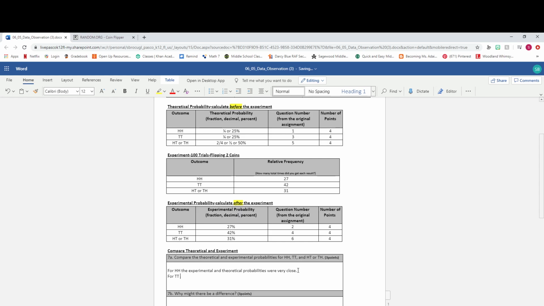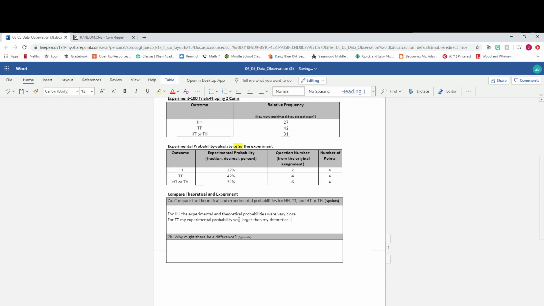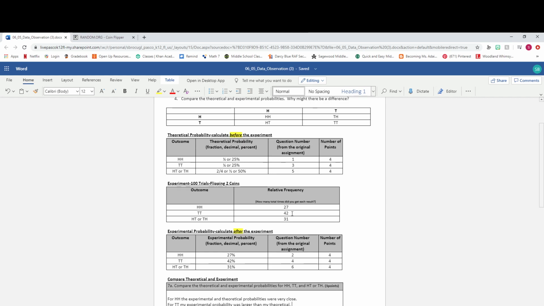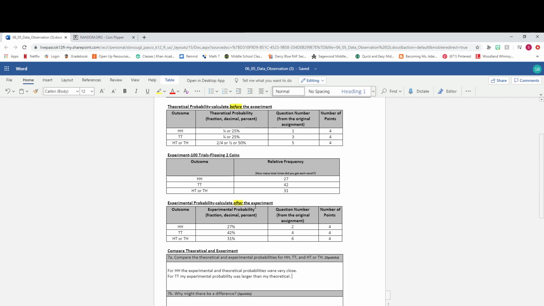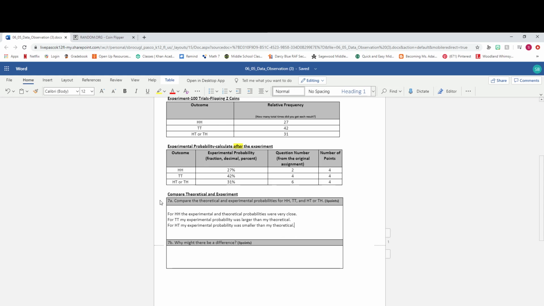For tails, tails, my experimental, again, these might not be the same thing for you. Odds are they won't be. But I'm just describing the relationship. Here, my tails, tails was 25%. Here I got 42. Obviously, that's quite a bit larger, right? And then for my experimental, okay, so there, and it was smaller. Again, please don't use the exact same statements I'm using. Make it customized to what happened on yours, okay?